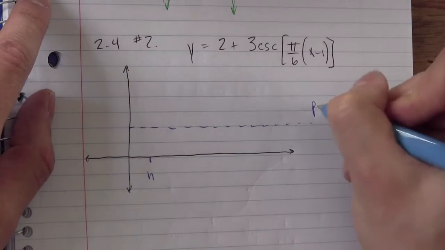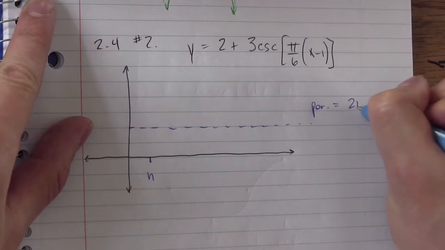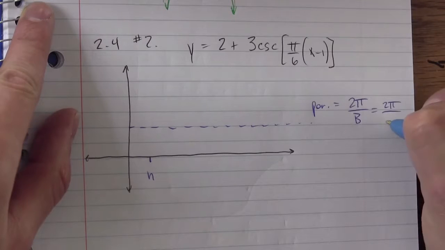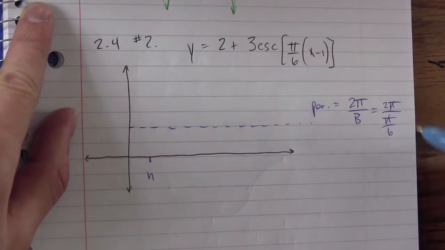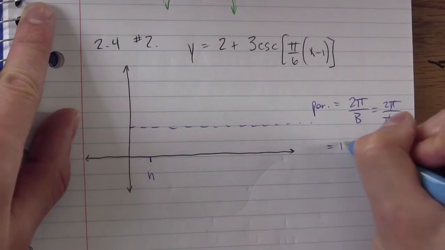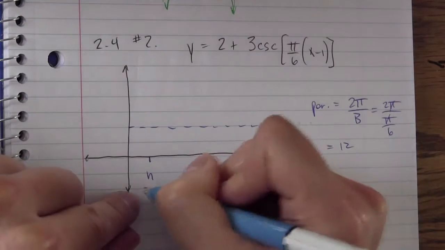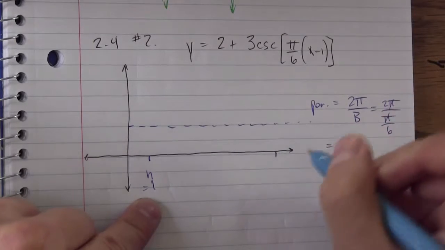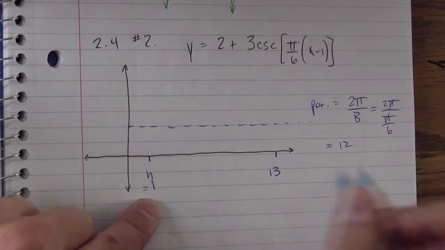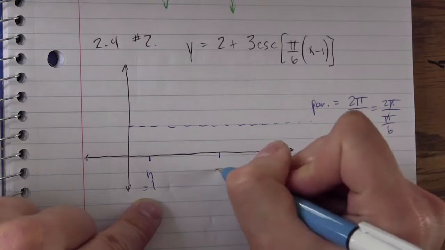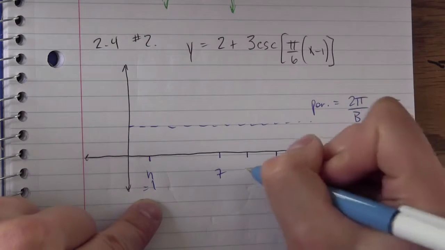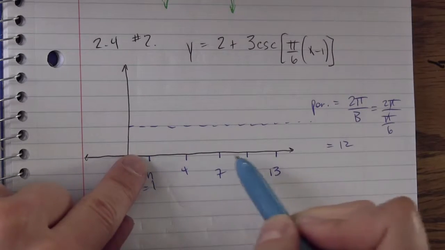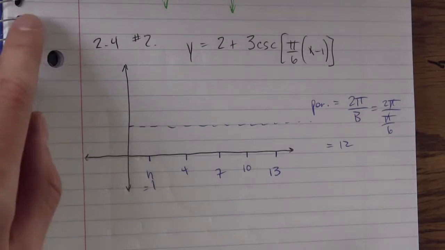Now we need to figure out period. So period equals 2 pi over b, which is 2 pi over 6. The pi's cancel. 6 times 2 is 12, so 12 is our period. So this graph is going to go from 1 all the way up to 1 plus 12, which is 13. Halfway in between those is 7. Halfway in between these is 10, and halfway in between those is 4. So we have our beginning, quarter period, half period, 3/4 period, and full period.